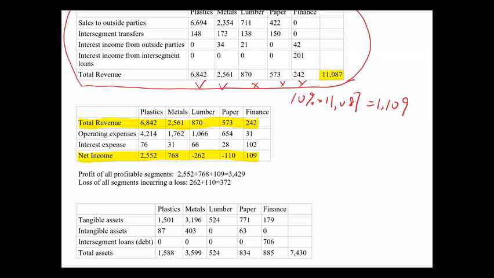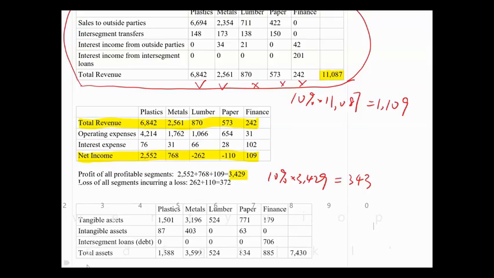Then we calculate the loss of all segments incurring a loss. Here we have 2 segments, lumber and paper. They incurred a loss, in total, of 372. If we compare these 2 numbers in absolute terms, the total profit of all profitable segments is the larger number, 3,429. Next we calculate 10% of this number. 10% of the profit of all profitable segments equals 343, rounded.